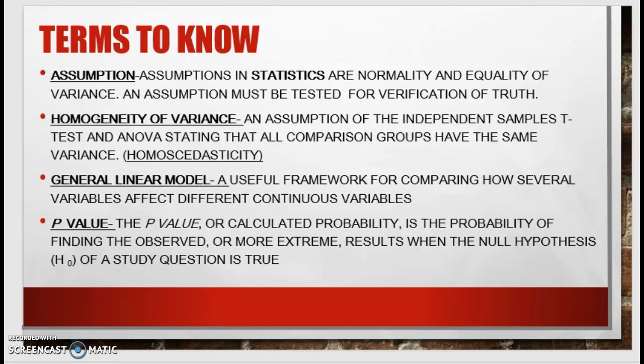Homogeneity of variance. This is an assumption of the independent samples, stating that all comparison groups have the same variance, or homoscedasticity. General linear model. It's a useful framework for comparing how several variables affect different continuous variables. And p-value. The p-value is the probability of finding the observed or more extreme results when the null hypothesis of a study question is true.